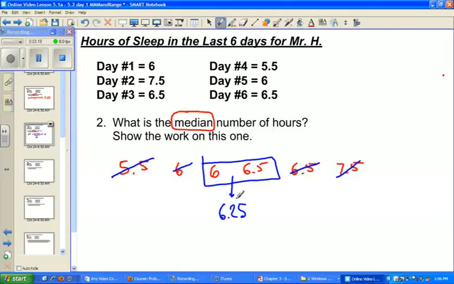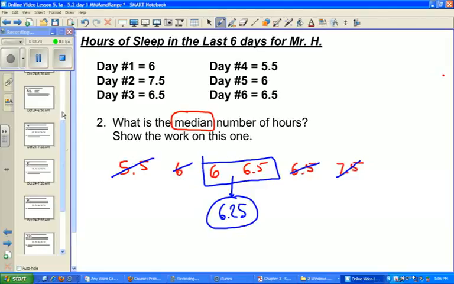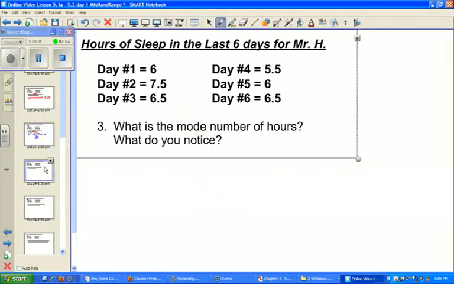So the median, in this case, is the middle number. There isn't a middle number, so I need to average the 2 middle numbers, and I would get 6.25 for the median. So we've done mean and median. Let's take a look at mode.